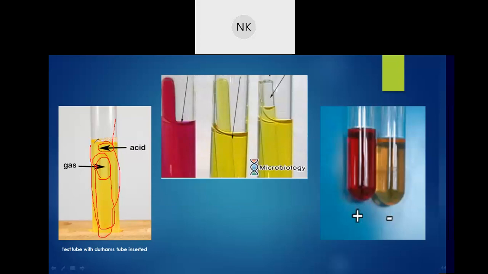Usually acids get accumulated at the top, and you can add the indicator and see the change in the color. So this is the Durham's tube. This is the small Durham's tube, and this is the gas bubble.